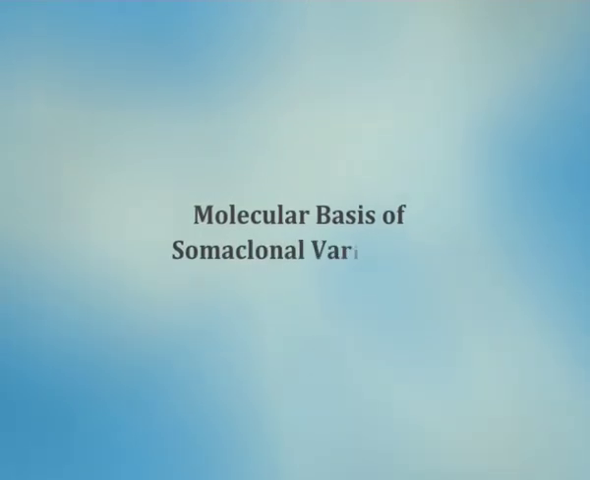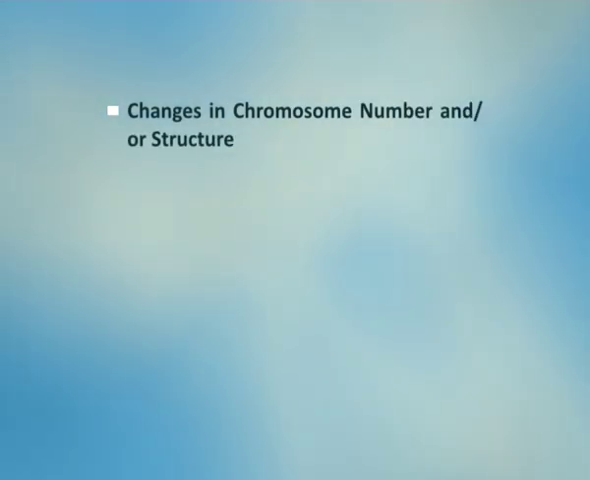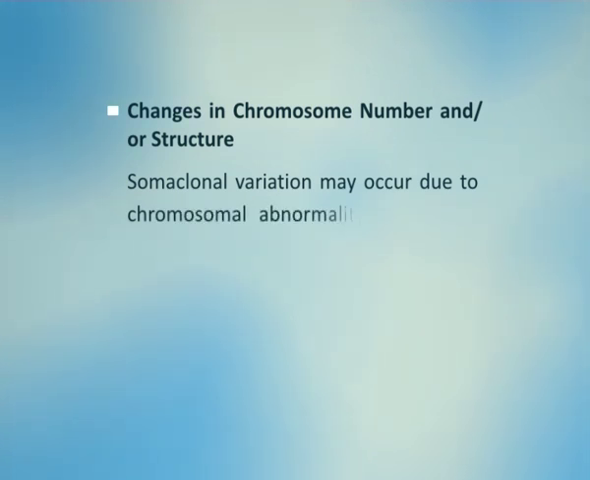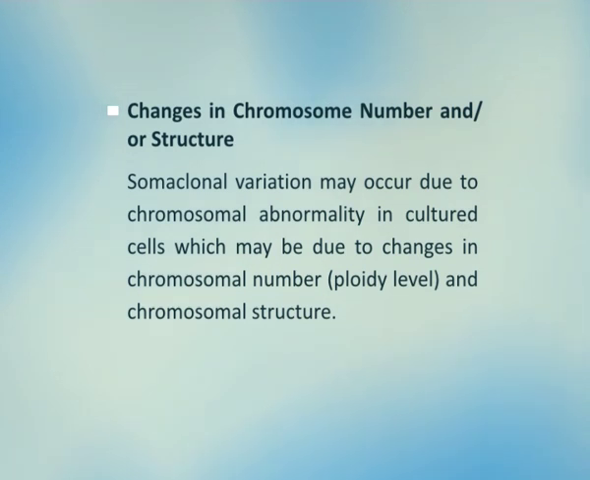Next, let us take up molecular basis of somaclonal variation. At molecular level, somaclonal variation may arise due to any of the following events. The first one is due to changes in chromosome number and or structure. Somaclonal variation may occur due to chromosomal abnormality in cultured cells, which may be due to changes in chromosome number or ploidy level and chromosomal structure.